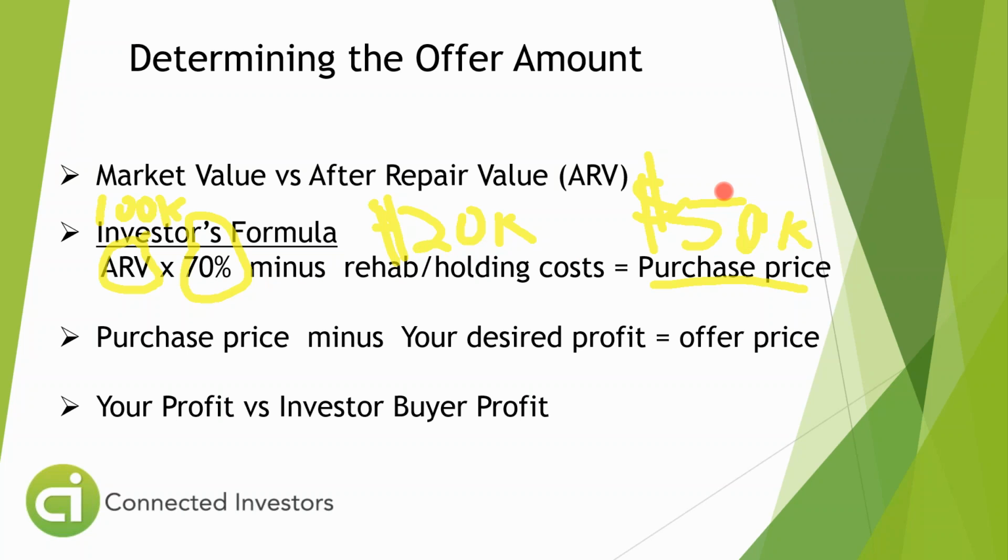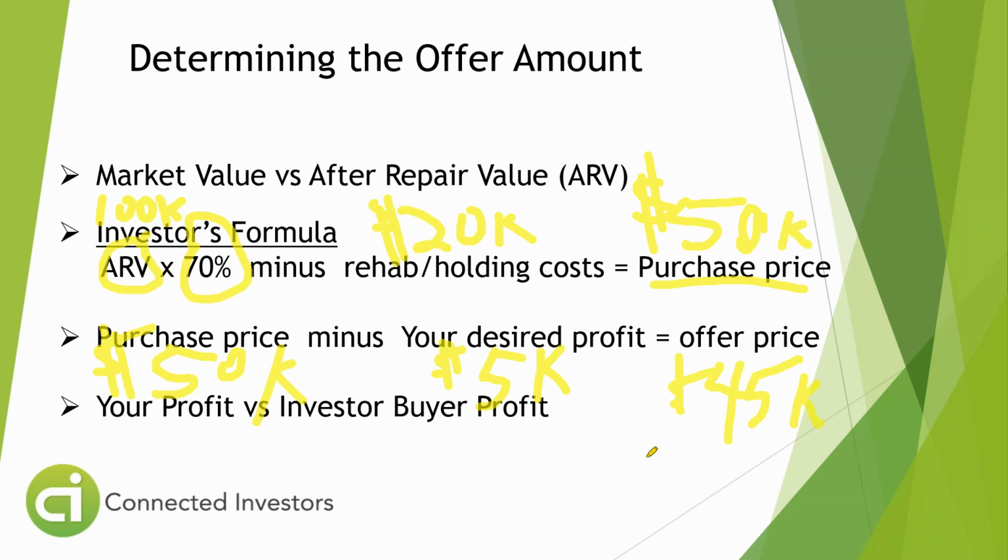Now, in your situation, you've got to decide what is your desired profit as a wholesaler. So you've got an extra step here as a wholesaler. You have to take that purchase price of $50,000 and subtract from that what it is you want to make. Now, as a wholesaler, let's just say, for example, you want to make $5,000. So that means the most you can pay for that property, or put it under contract for, is $45,000.